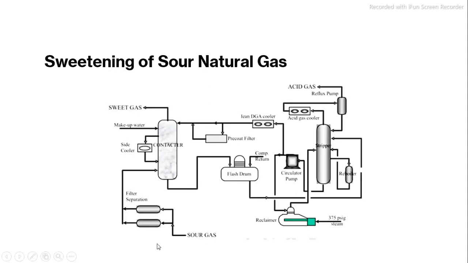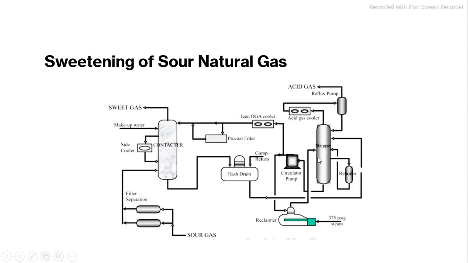So the sour gas moves from the bottom through filtration and separation, and enters the bottom of the contactor, which is the tower where the mass transfer operation occurs. The solvent comes from the top of the tower. Under the countercurrent flow, the gas and the liquid meet, and the absorption of hydrogen sulfide occurs. After that, the rich amine goes to the stripper for recirculation, while the sweet gas goes up.